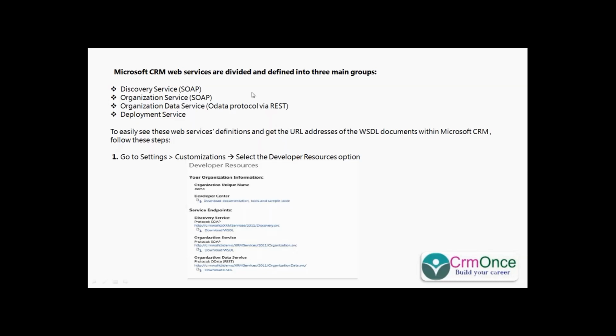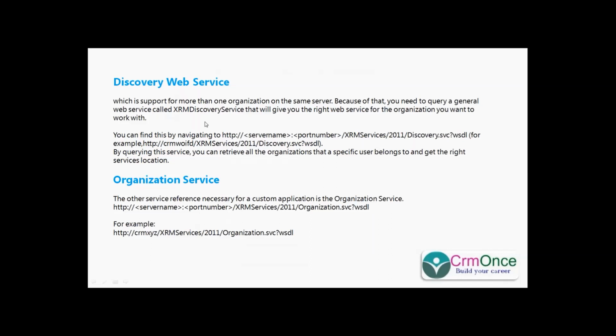So to find all these service URLs, we have to go to Settings, Customizations, and select the Developer Resources option. Under the Developer Resources option, you will find these URLs. Next, the discovery service supports more than one organization on the same server. Generally, servers support more than one organization on the same server. Because of that, you need to query the general web service called the XRM discovery service, which will give the right web service for the organization you want to work with.